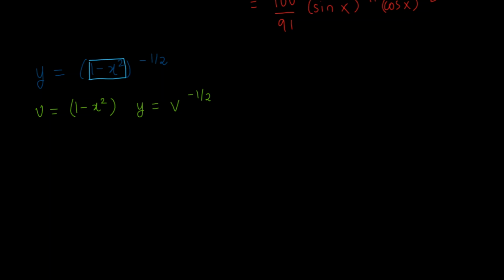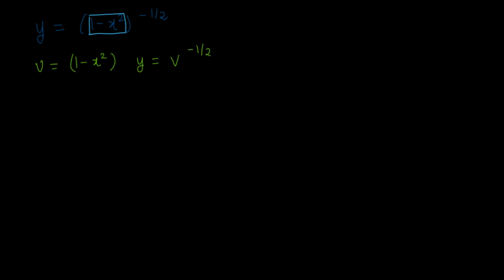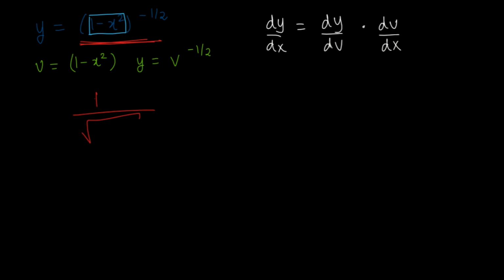Now, dy over dx is equal to dy over dv times dv over dx. That would be the derivative, but we'll come to that later. Just for a second, let's just look at where this function is defined. Let me just write it in a better way. This will look like 1 over the square root of 1 minus x squared. This function is defined whenever this square root is defined and is not equal to 0. If the square root is equal to 0, 1 over 0 does not make any sense.